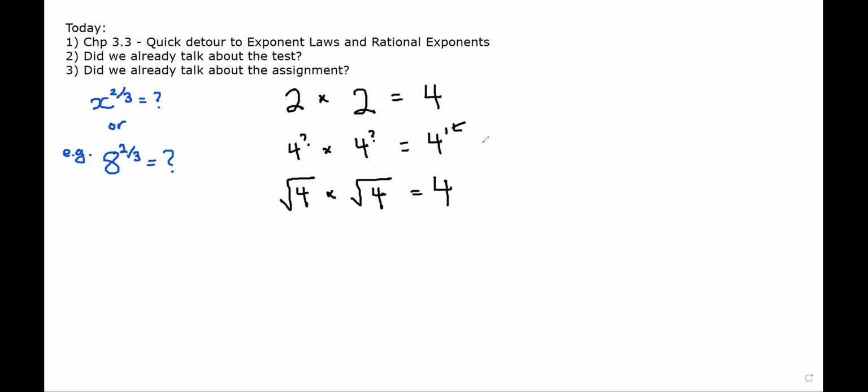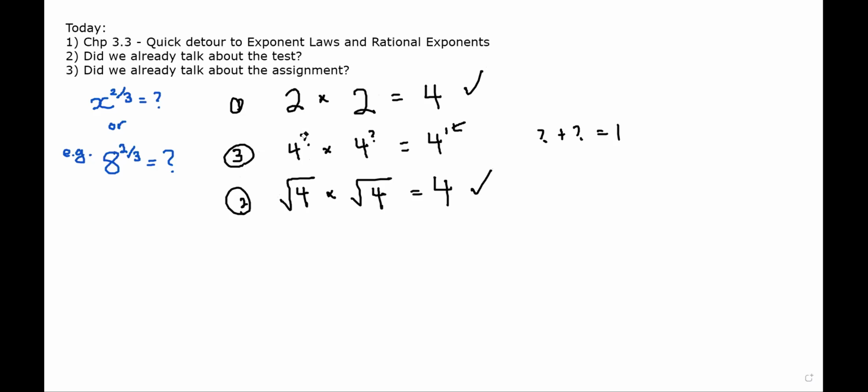Everyone, I want you to think about that. 2 times 2 is 4. You got that. Root 4 times root 4 is 4. You got that. But if statement 1 is true, and statement 2 is true, to fit the exponent law in here, what must the exponents be? What plus what must equal 1? Half.